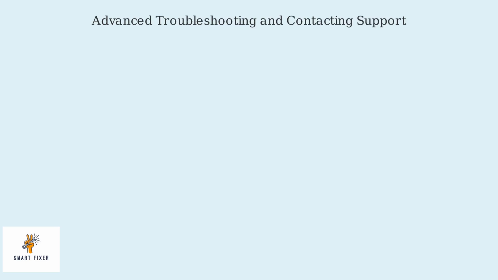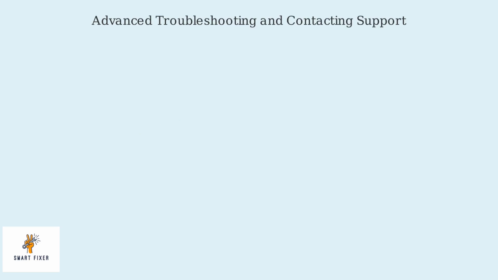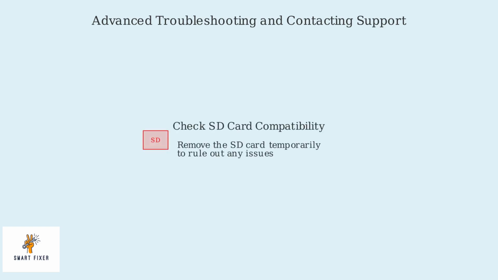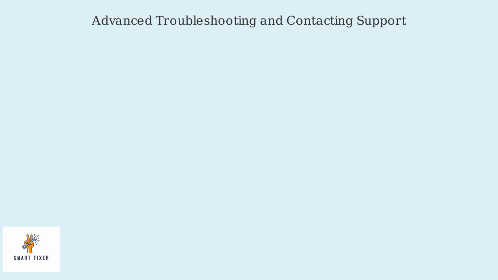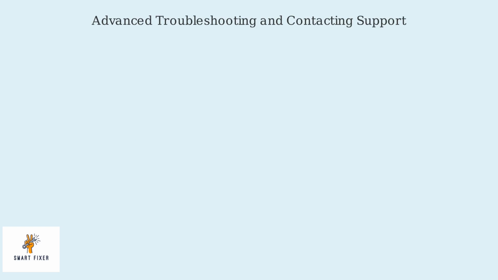If the previous steps fail, more advanced troubleshooting may be needed. Power cycle your Switch 2 completely by holding the power button for 12 seconds. If using an SD card, try removing it temporarily to rule out compatibility issues. If the problem persists, contact Nintendo support through their website or phone. Provide them with your console's serial number and a detailed description of the error for efficient assistance.